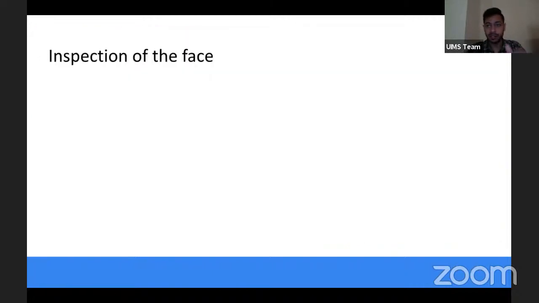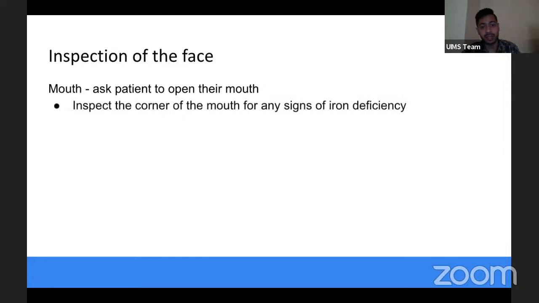Right, so as I mentioned, we're going to be talking about the eyes and the mouth here. So the next thing that we need to inspect is the mouth. Usually with this, we ask the patient to open their mouth, and we inspect the corner of the mouth for any signs of iron deficiency.